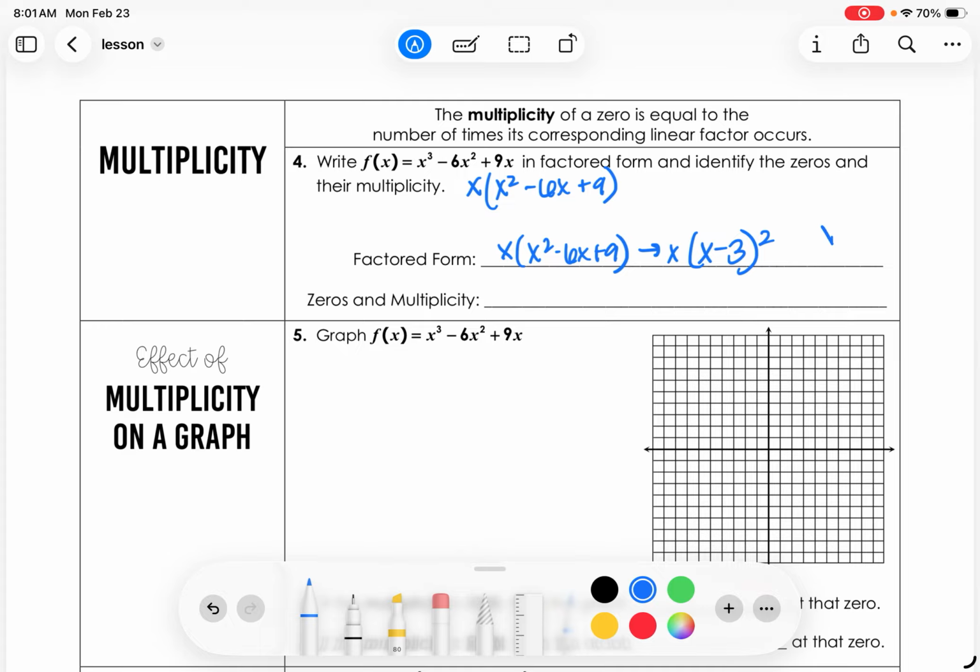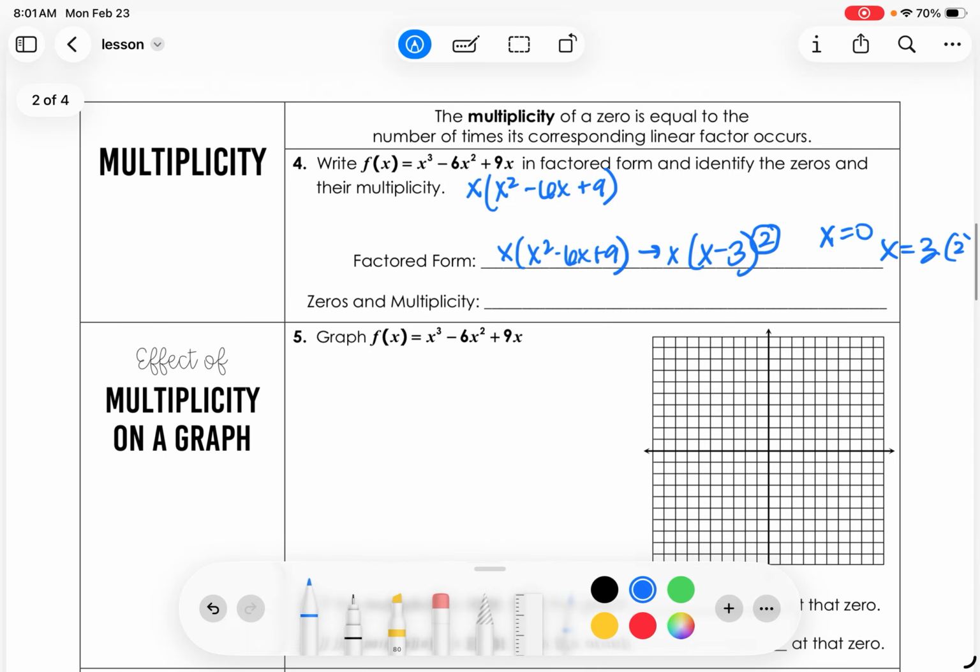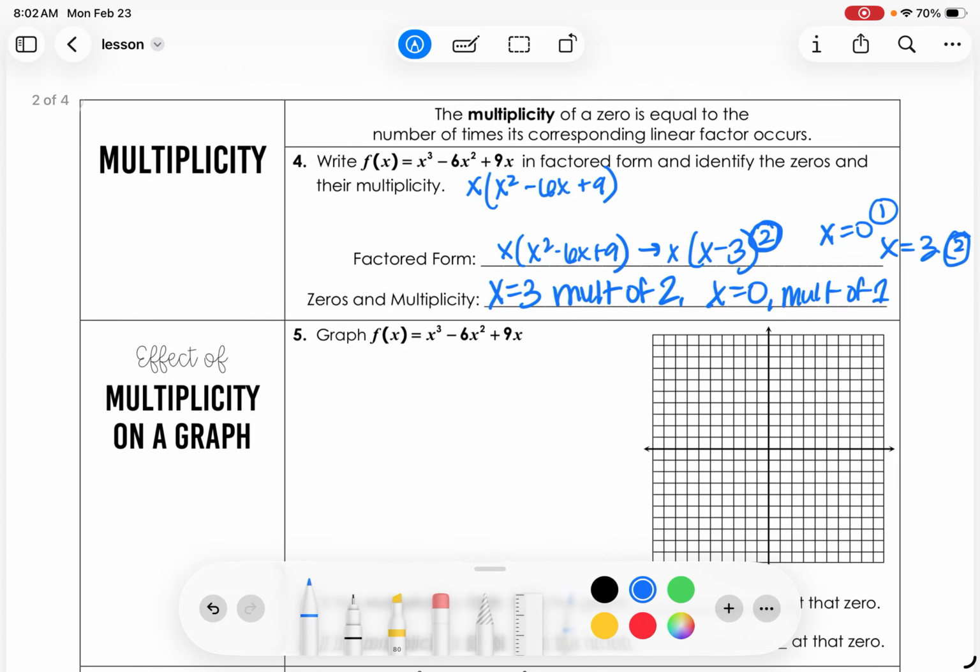So here we have x equals 0. We also have x equals 3. But because there's two of those, that one has a multiplicity of 2. This one has a multiplicity of 1. x equals 3 has a multiplicity of 2. So we would write that here, x equals 3, multiplicity of 2, and then x equals 0, multiplicity of 1. Because of this squared, that one has a multiplicity of 2. This one isn't squared or anything, so it just has a multiplicity of 1.